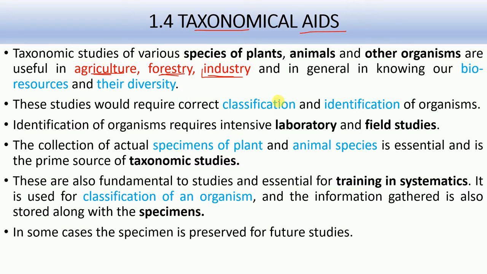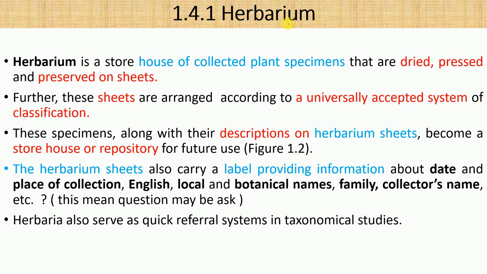So for this classification and identification, in short these taxonomical studies, we must have some laboratories and some infrastructure, right? And we also need a collection of species of plant and animal specimens also, right? So for our taxonomical studies, let's have a look at our first taxonomical aid.